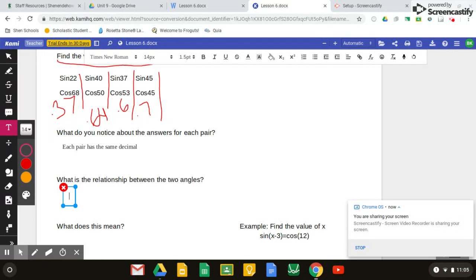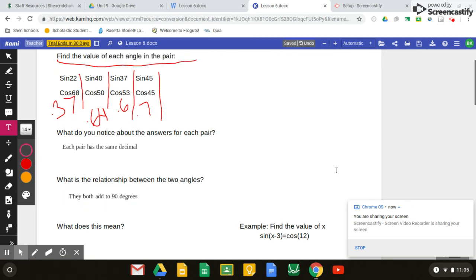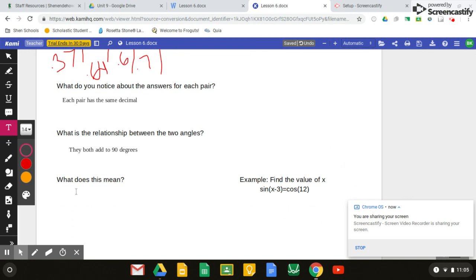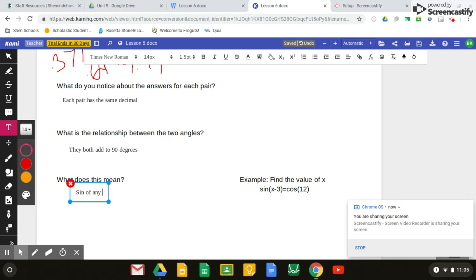40 and 50 is 90. 37 and 53 is 90. 45 and 45 is 90. So what's the relationship between the two? They both add to 90 degrees. Interesting. So what does this mean for us? Well, this means sine of any angle and cosine of any angle, if they are in the same triangle, add to 90.